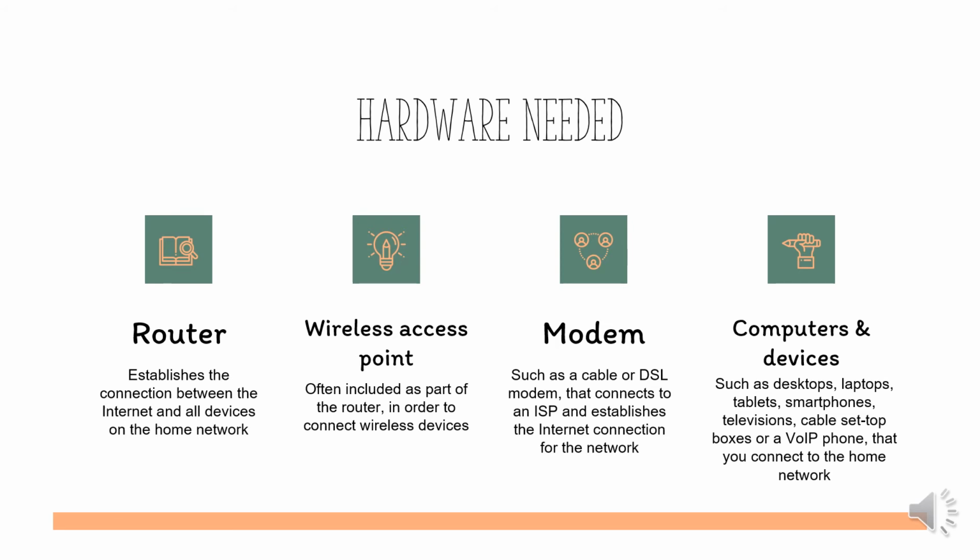The following is the hardware needed for a wireless internet connected home network. The first is the router. The router establishes the connection between the internet and all devices on the home network. Next is the wireless access point, which is often included as part of the router in order to connect wireless devices. The third one is the modem, such as a cable or DSL modem, that connects to an ISP and establishes the internet connection for the network.